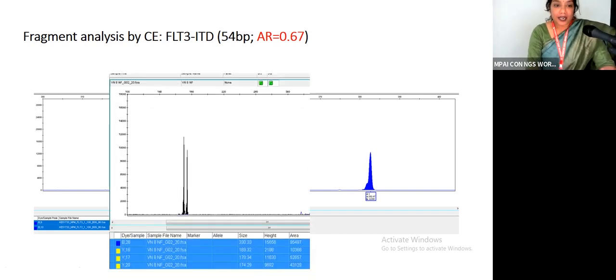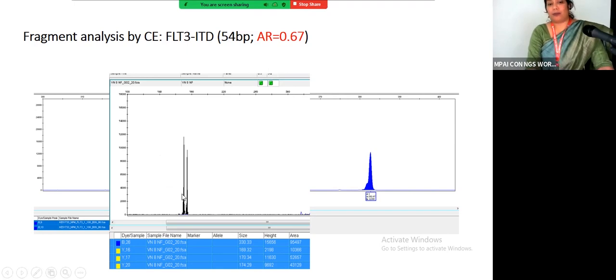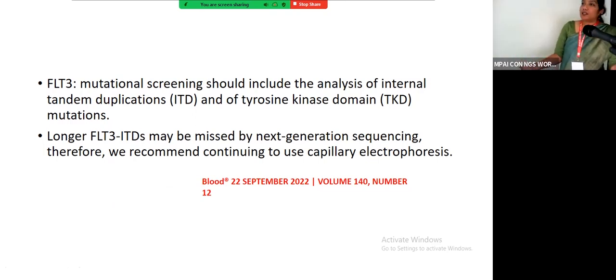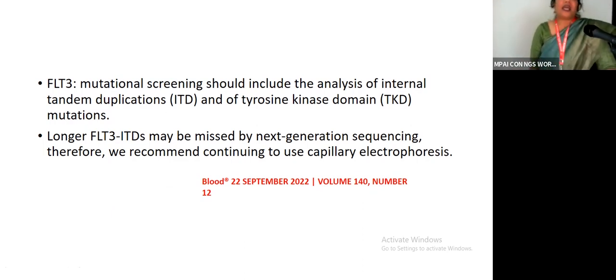And again, NPM1 was positive because we had a normal band at 169 base pair, and a mutant band because of a 4 base pair insertion at 173 base pair. Now, you would say that if we are planning to do NGS in all our patients, then why should we at all do a Sanger in these patients?